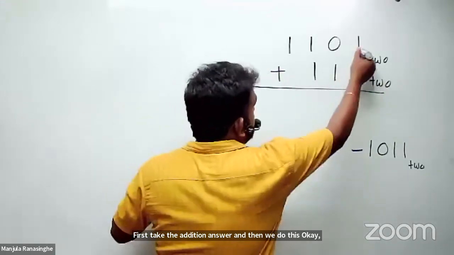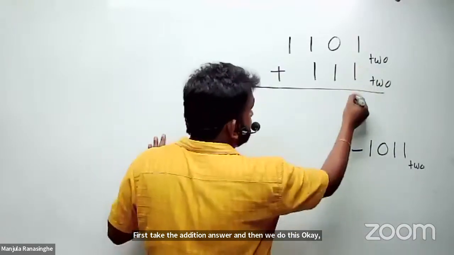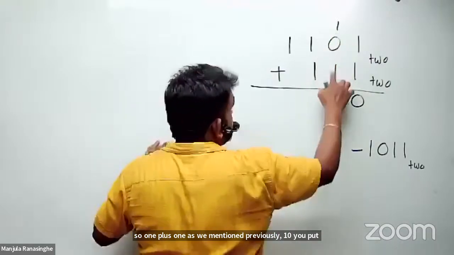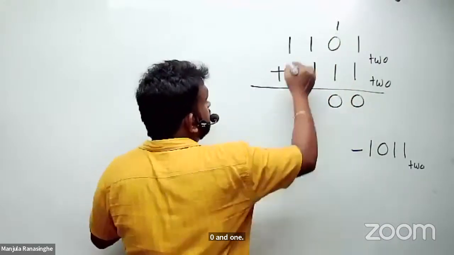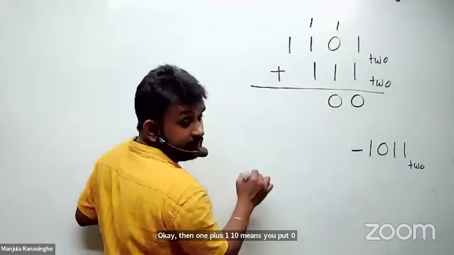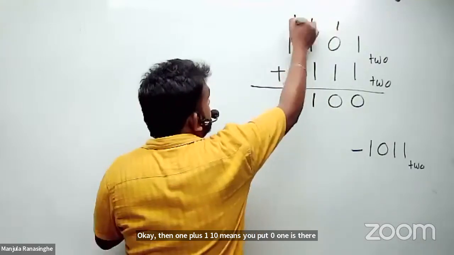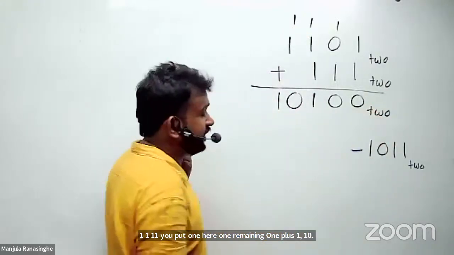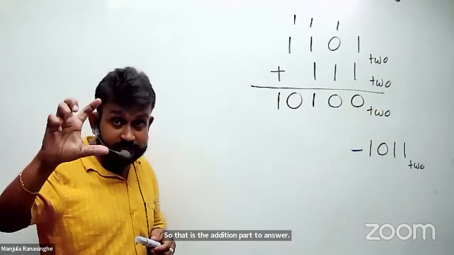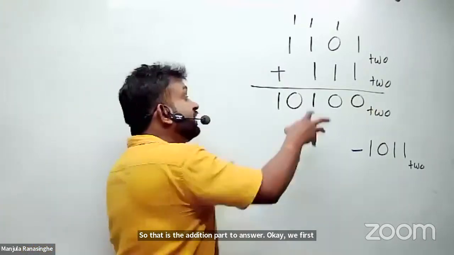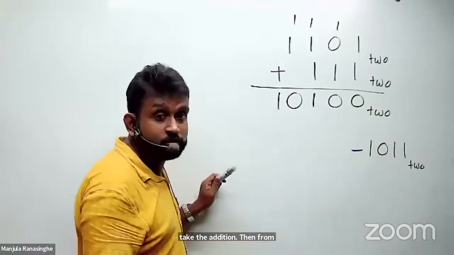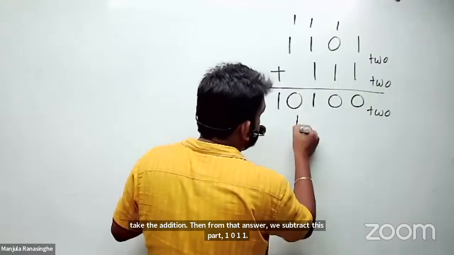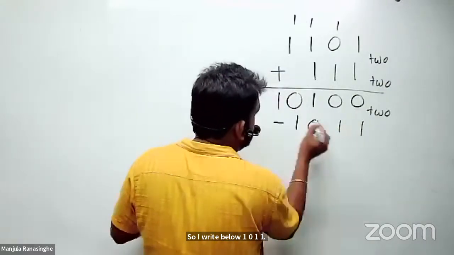Okay. So 1 plus 1 as we mentioned previously, 10, you put 0 and 1 is there. Again, 1 plus 1, 10 means you put 0, 1 is there. 1, 1, 1, 11, you put 1 there, 1 remaining. 1 plus 1, 10. So that is the addition part answer. Okay, we first take the addition. Then from that answer, we subtract this part, 1, 0, 1, 1. So I write below 1, 0, 1, 1, that is subtraction.